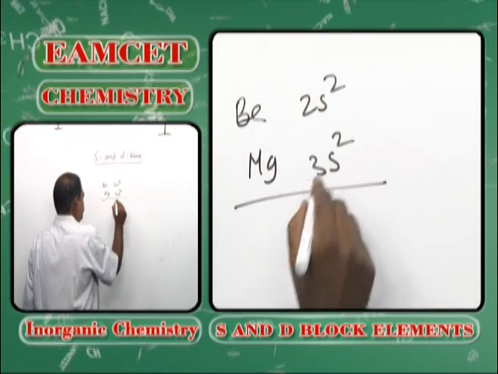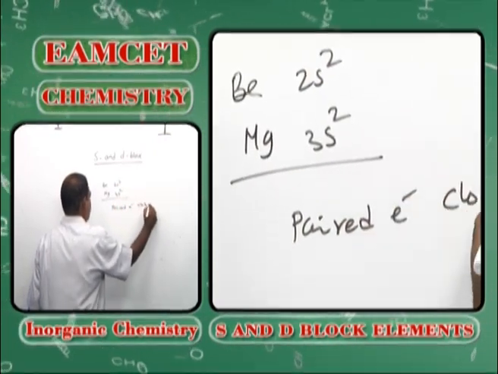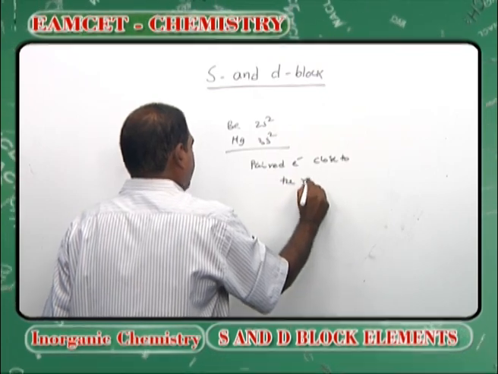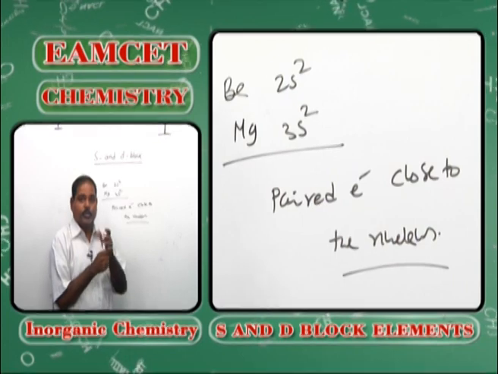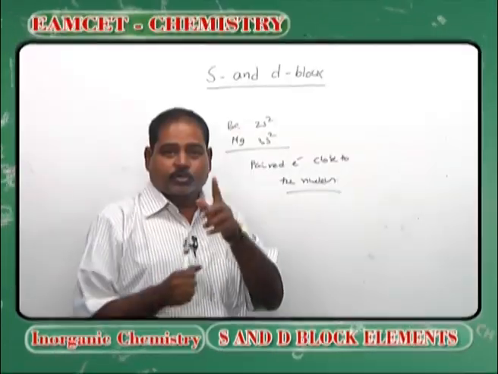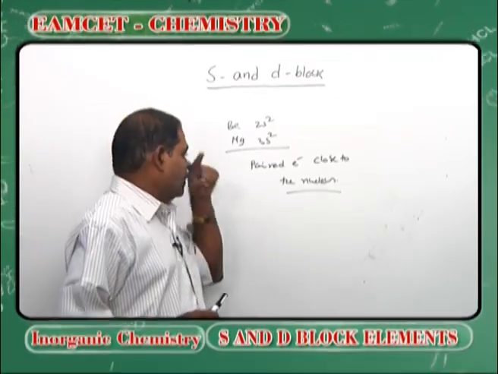Paired electrons, 2s2, are close to the nucleus. So what? Close to the nucleus means they are held strongly by the nucleus. The nucleus holds the electron strongly. So what? They do not get excited easily.